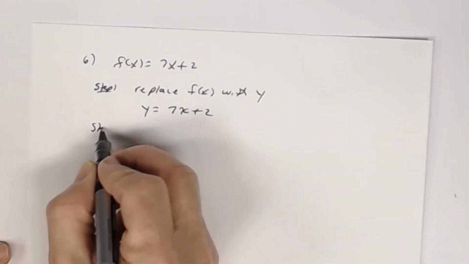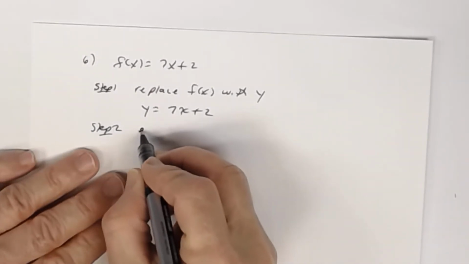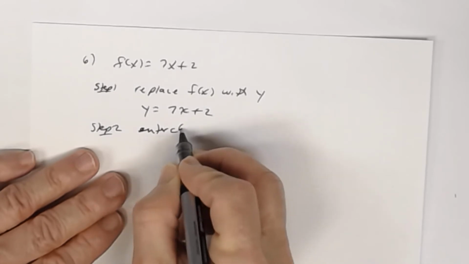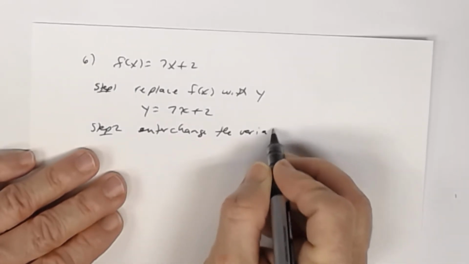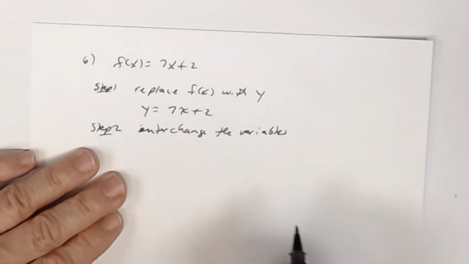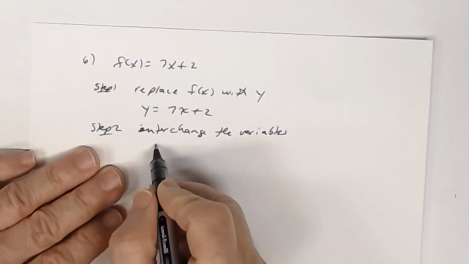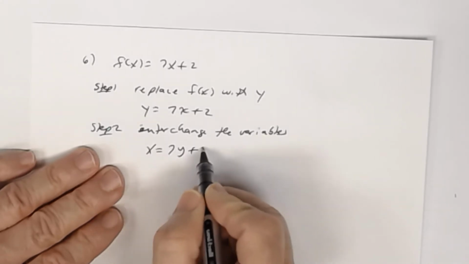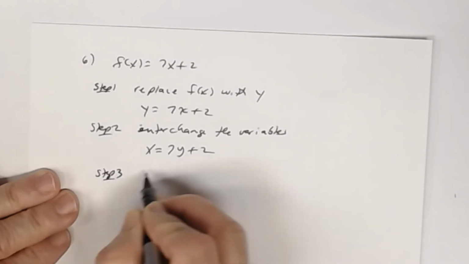Step 2 is to interchange the variables. So the x becomes y, and the y becomes x. So we get x equals 7y plus 2. Step 3 is to solve for y from this equation.